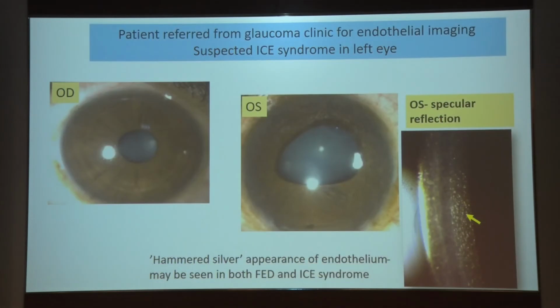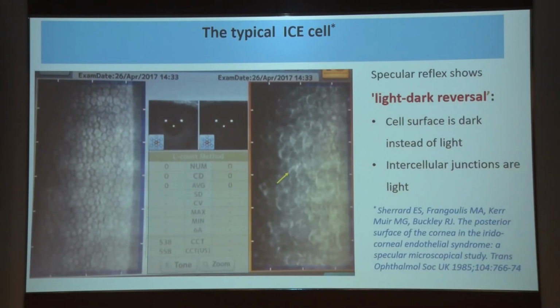So a clinical correlation is needed. The other condition in which I find specular microscopy very useful is ICE syndrome, the iridocorneal endothelial syndrome. This is a patient who was referred from the glaucoma clinic; we often get patients referred from there. Sometimes the clinical diagnosis of Fuchs versus ICE can be a little confusing, because both will show you a hammered silver reflex on the endothelium, right? Sometimes, although the other features are different. And you see the specular reflex shows the typical ICE cell, which was classically described for the ICE condition on specular microscopy.